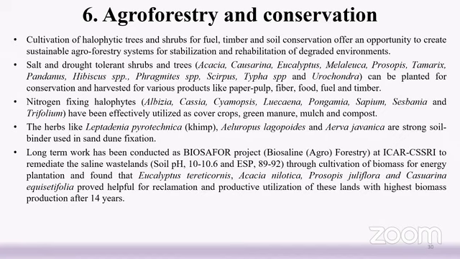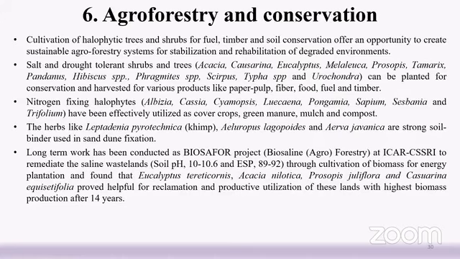Nitrogen fixing halophytes like Albizia, Cassia, Leucaena have been effectively utilized as cover crops, green manure, mulch, and compost. The herbs like Leptadenia, Eleusine, and Aeluropus are strong soil binders, and they can be used in sand dune fixation in the arid areas, which are saline.